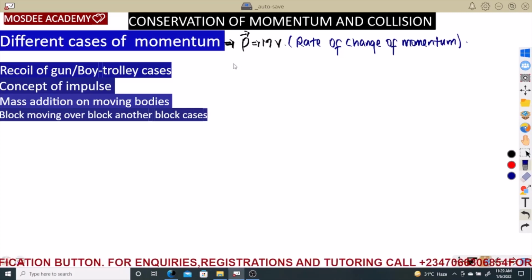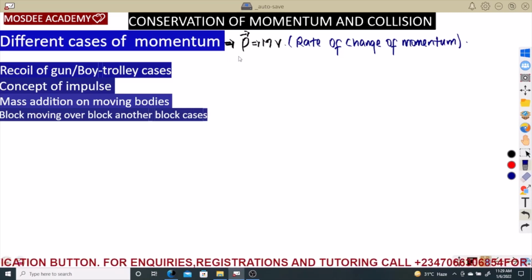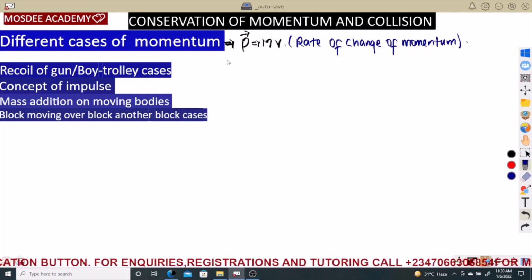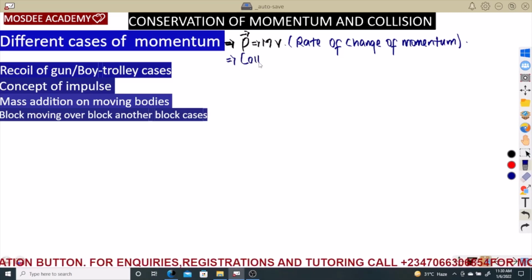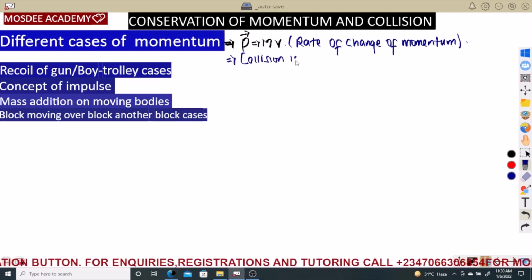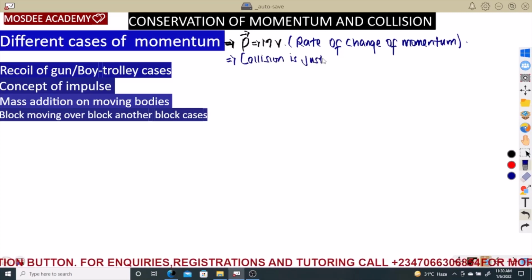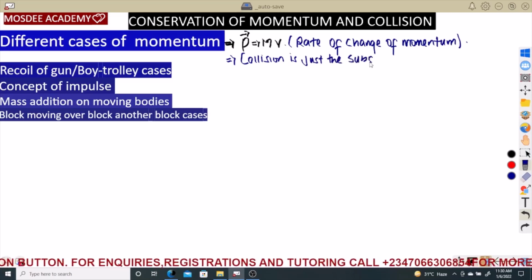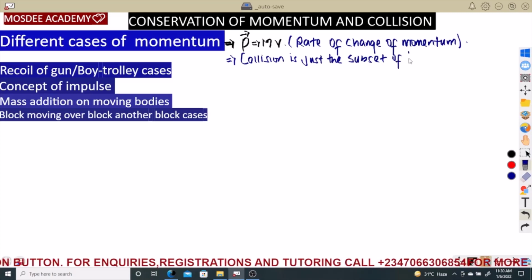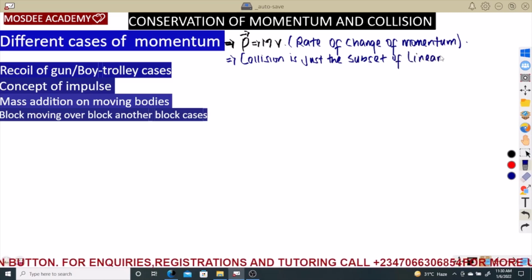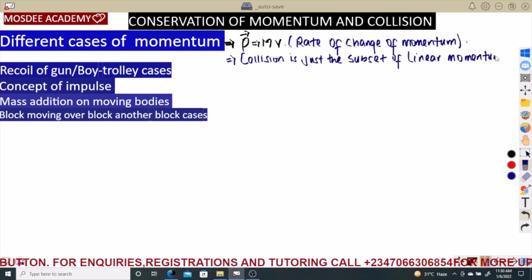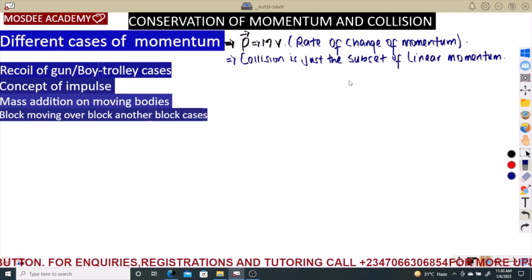Now, students also need to keep it in mind that when we talk about momentum, we talk about another thing we call collisions. Now, collision, just for writing's sake, collision is just a subset of linear momentum. That is when a body gains a momentum, it can collide with what? Another body. So collision and momentum, you can see what I'm saying.